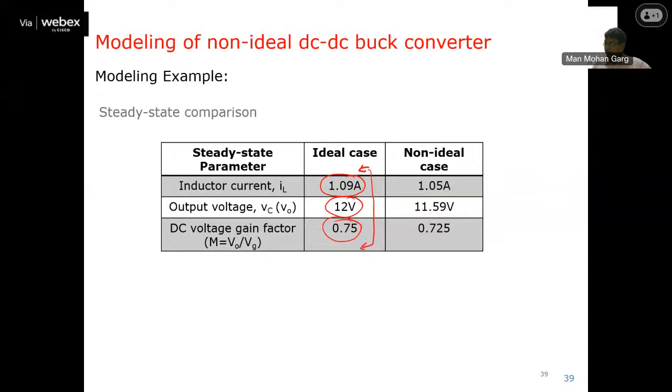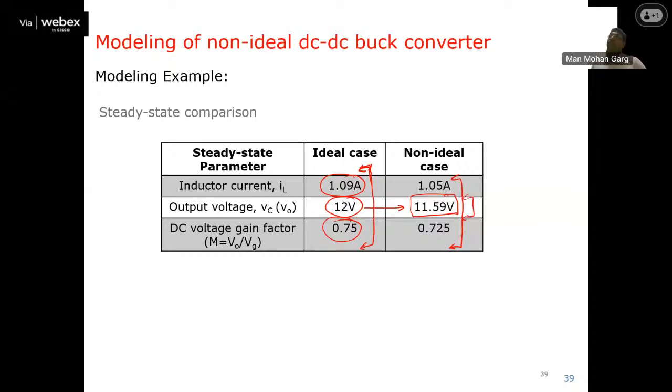But if I put non-idealities and then calculate this value, it is 1.05, 11.59, 0.75. Why is it happening that the output voltage is not 12 volt? The only reason is that there are a lot of drops in the inductor, capacitor, switches, diodes, due to which your output voltage is not reaching its desired value.